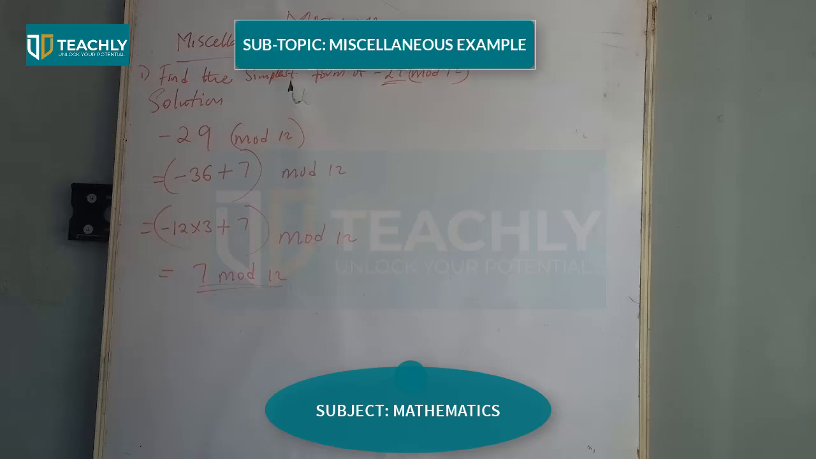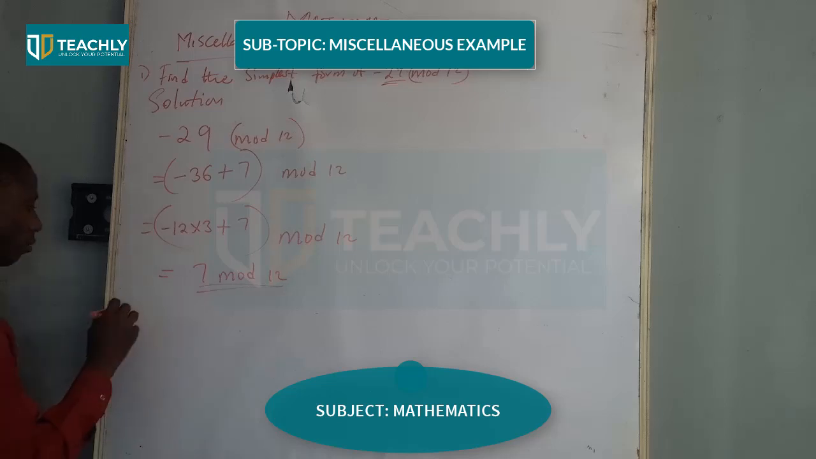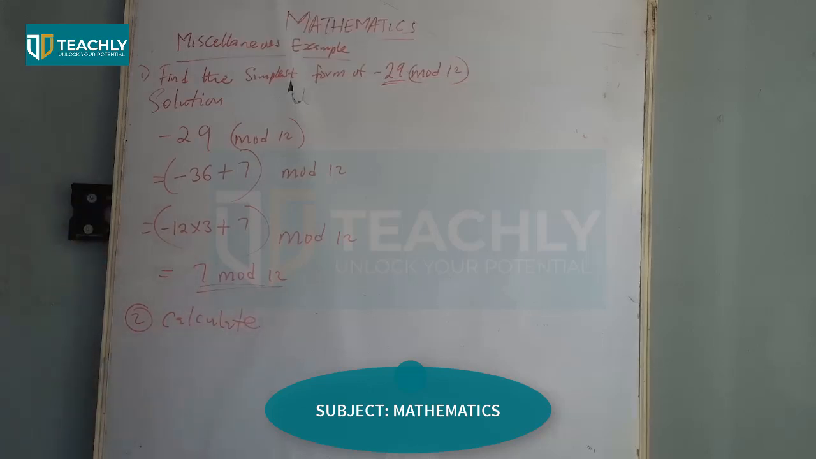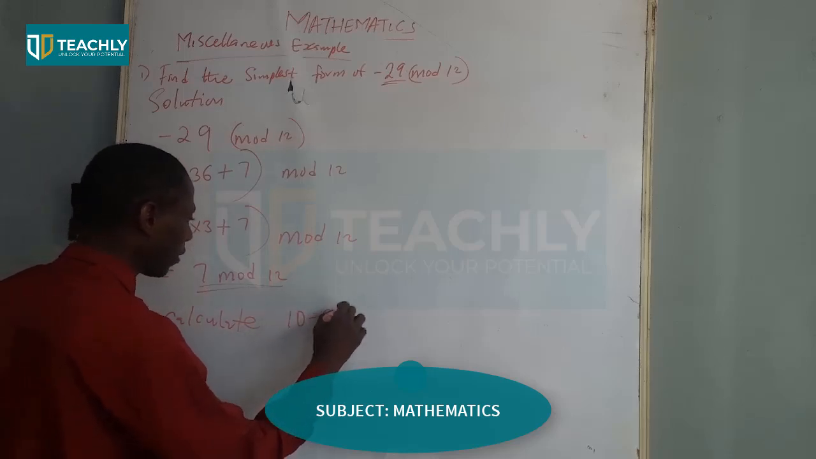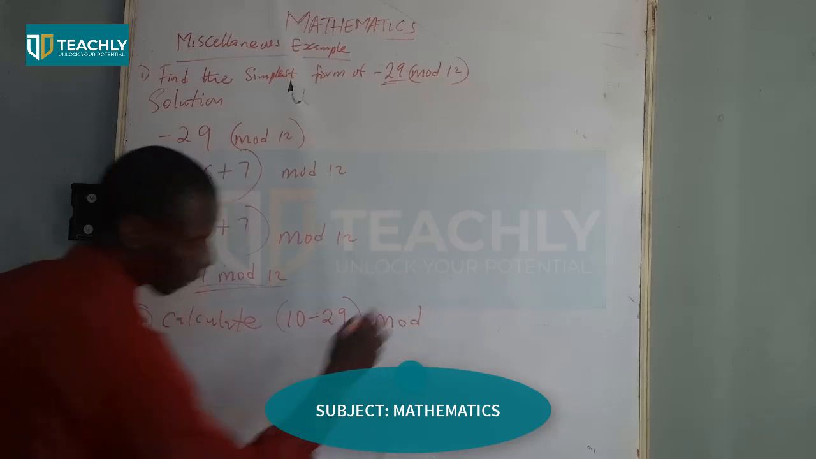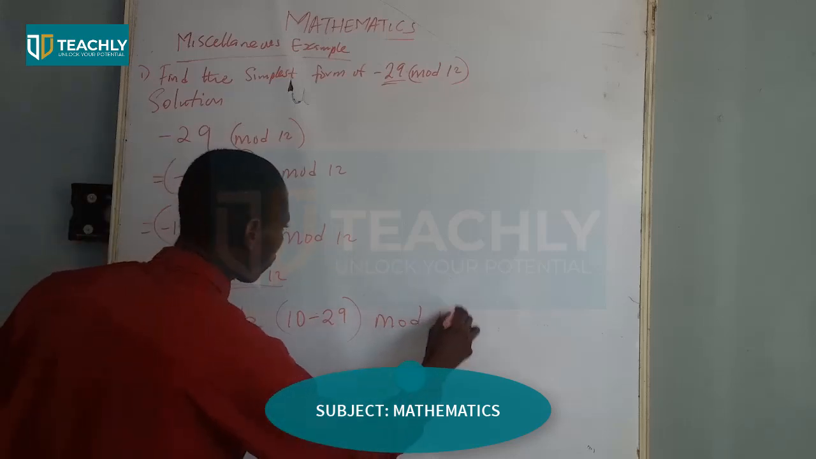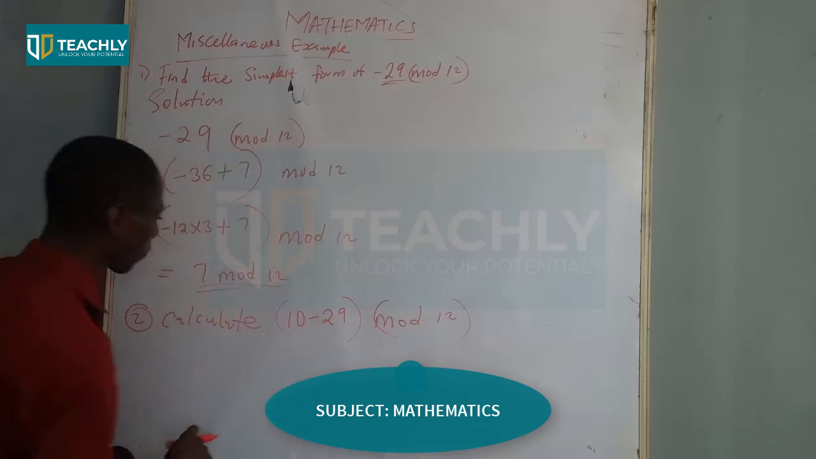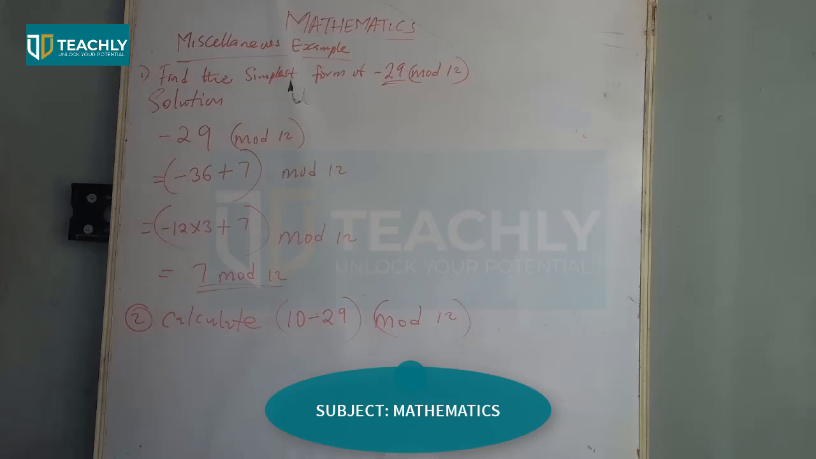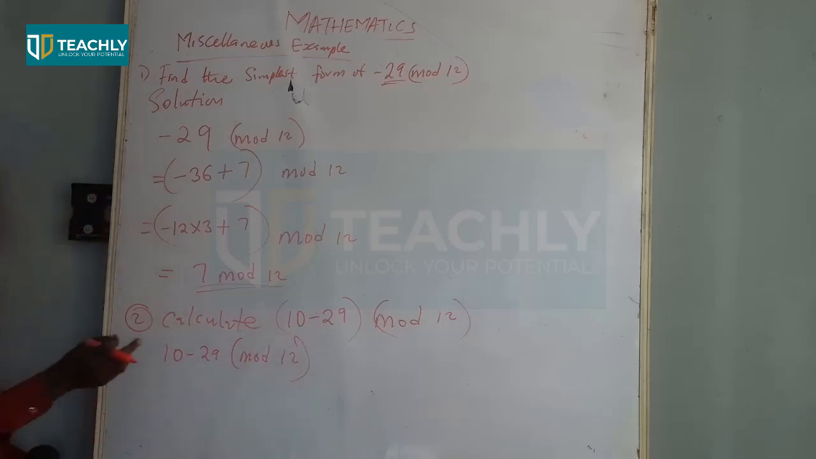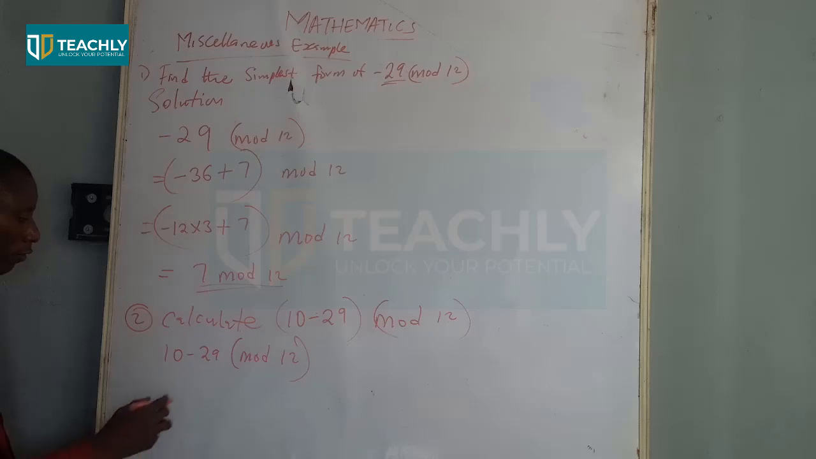So this one also calculates 10 minus 29 in modulo 12. This is also modulo 12. So you have to simplify this. Calculate 10 minus 29 in modulo 12. So the first thing you are going to do is subtract 10 minus 29. If you subtract 10 minus 29 modulo 12, it will give us minus 19 modulo 12.